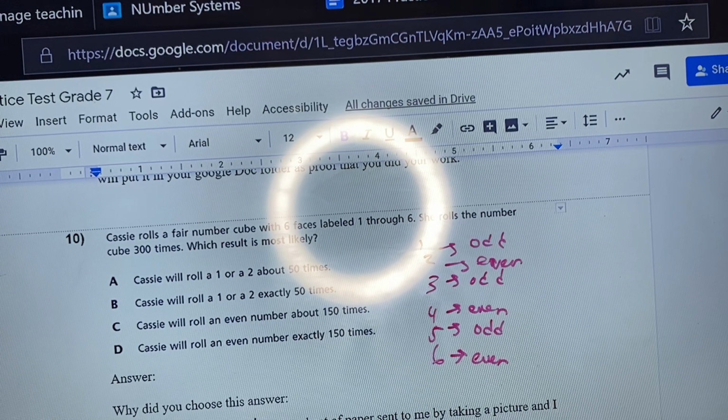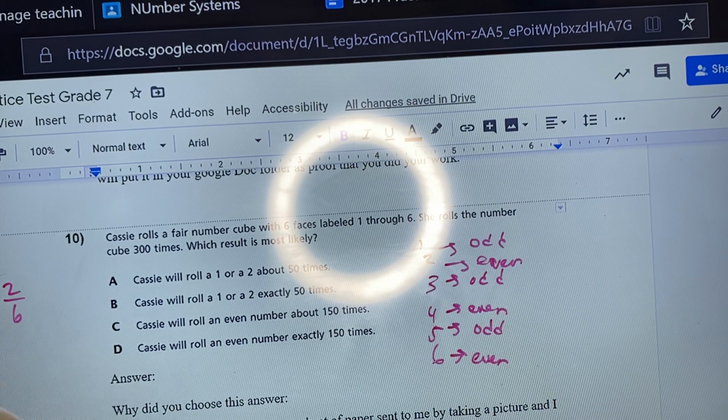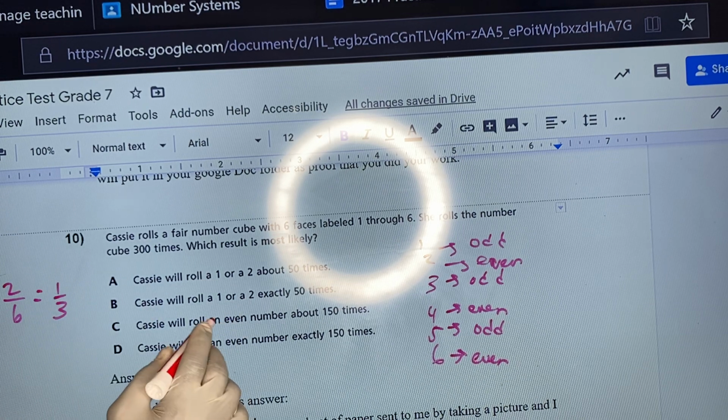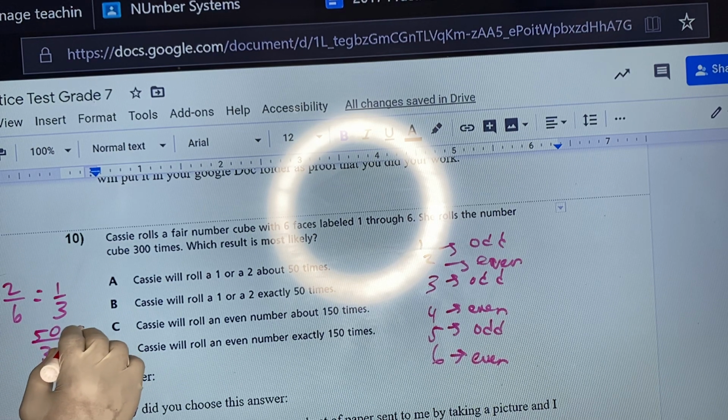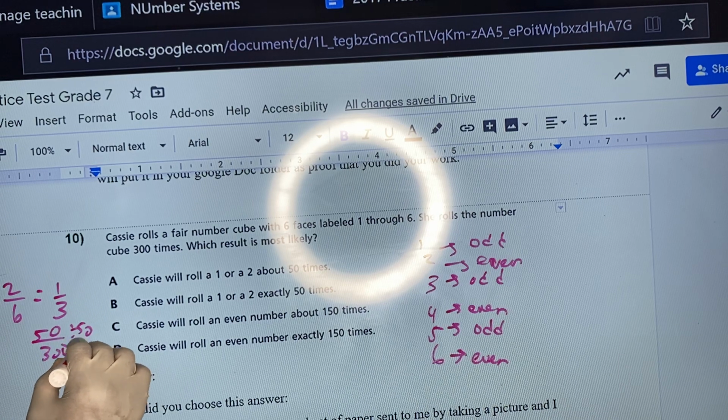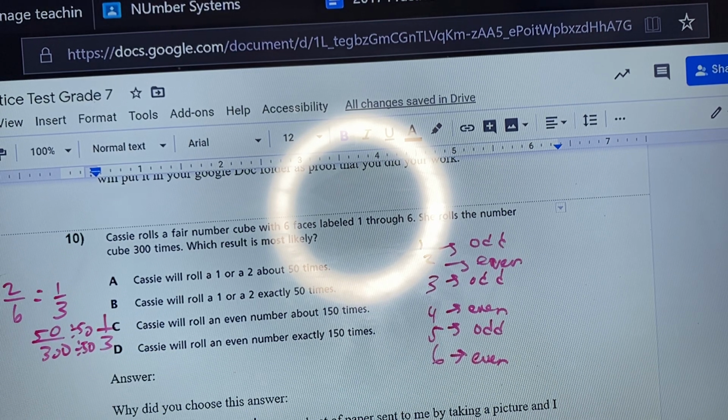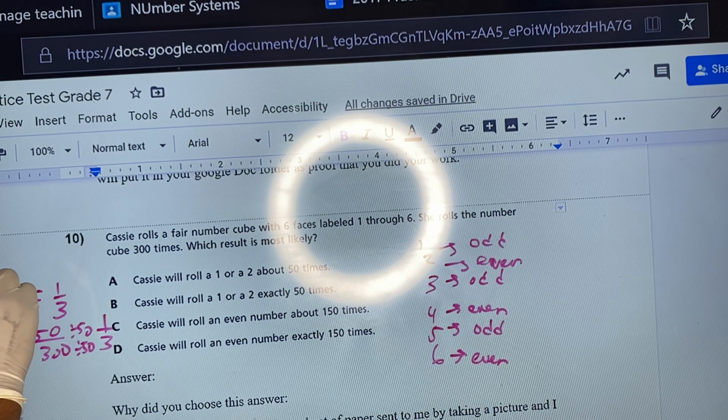So it says Cassie rolls a 1 or 2 about 50 times, right? A 1 or 2, that's 2 out of 6. She rolls 300 times. This is 1/3, right? Reduce it to 1/3. 50 times out of 300 is, if you divide by 50, the greatest common factor, you'll get 1/3, right? 50 is 1/3 of 300. About 50 times, there's no guarantee. The probability of that happening is a little low, so I'll leave that here.